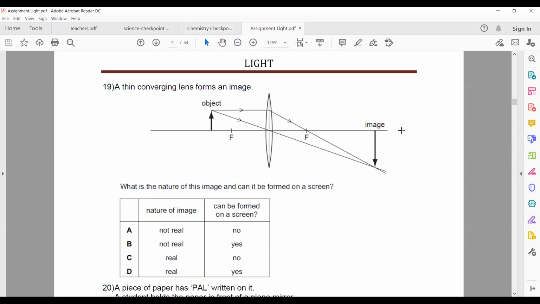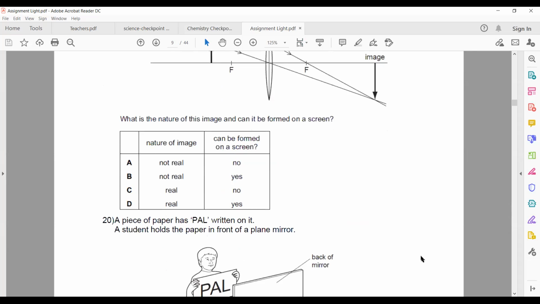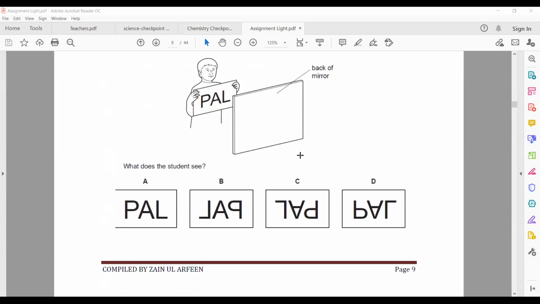A thin converging lens forms an image. What is the nature of the image, and can it be formed on a screen? Real, and yes, it can be formed. A real image can be formed on a screen. If it's virtual, then it cannot be formed on the screen. So D is the right answer.